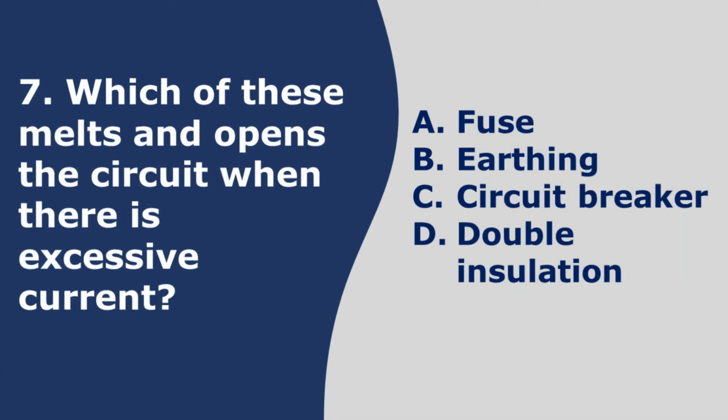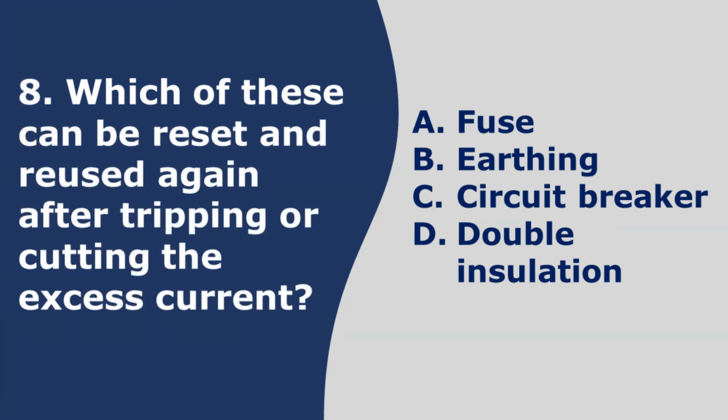Number 7. Which of these melts and opens the circuit when there is excessive current? A. Fuse, B. Earthing, C. Circuit breaker, D. Double insulation. Number 8. Which of these can be reset and reused again after tripping or cutting the excess current? A. Fuse, B. Earthing, C. Circuit breaker, D. Double insulation.